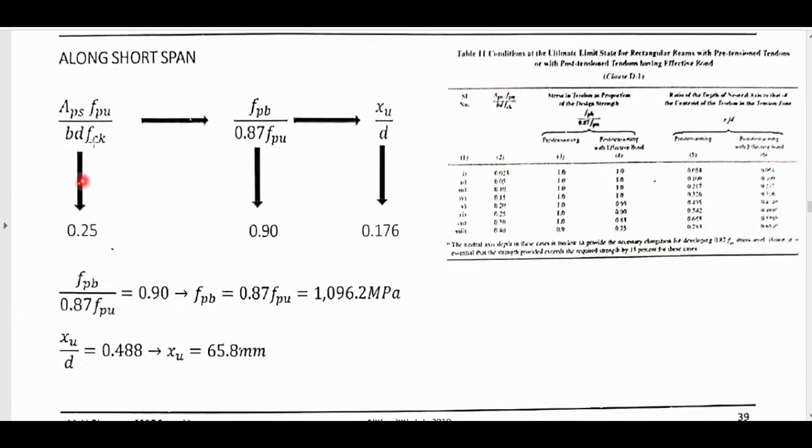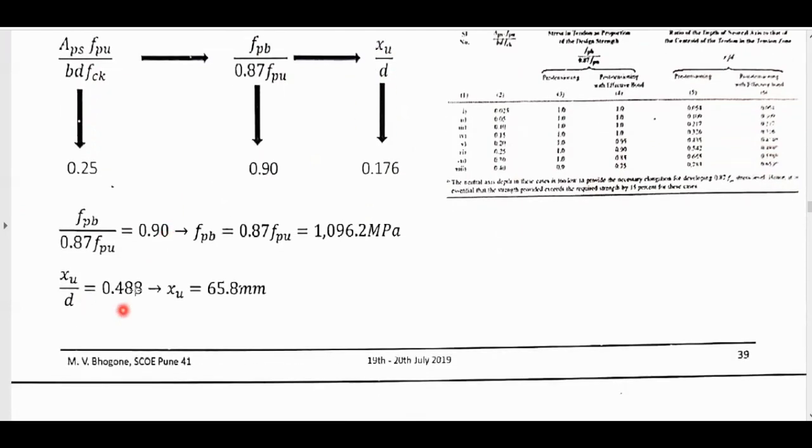So here is the procedure. First we are going to calculate this, it is 0.25. Once we obtain this, we can check where the value of 0.25 is. So 0.25 is here, and with respect to that, you can observe the value of this term is 0.9, and the corresponding value of xu by d is 0.176. It is not clearly visible here, but it is 0.176, that is xu by d.